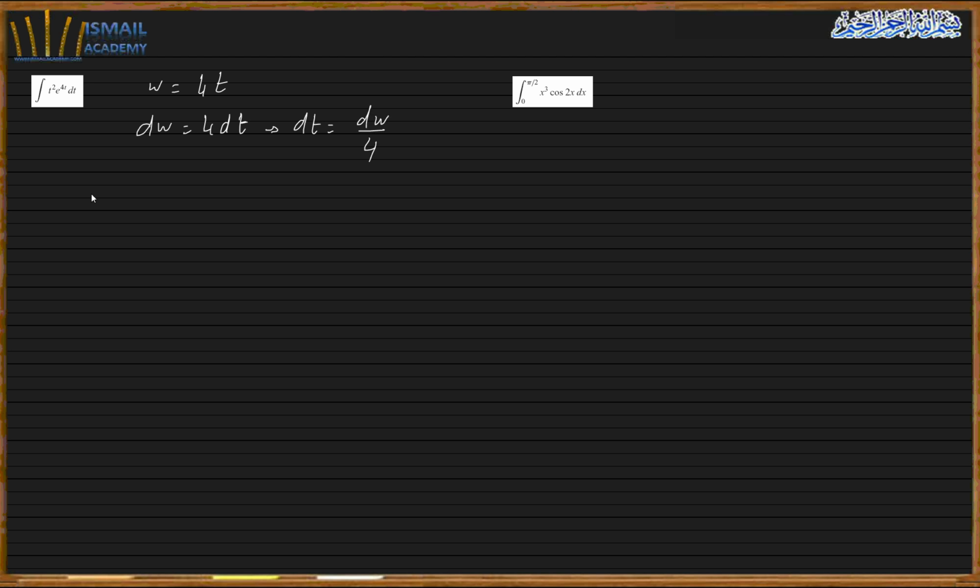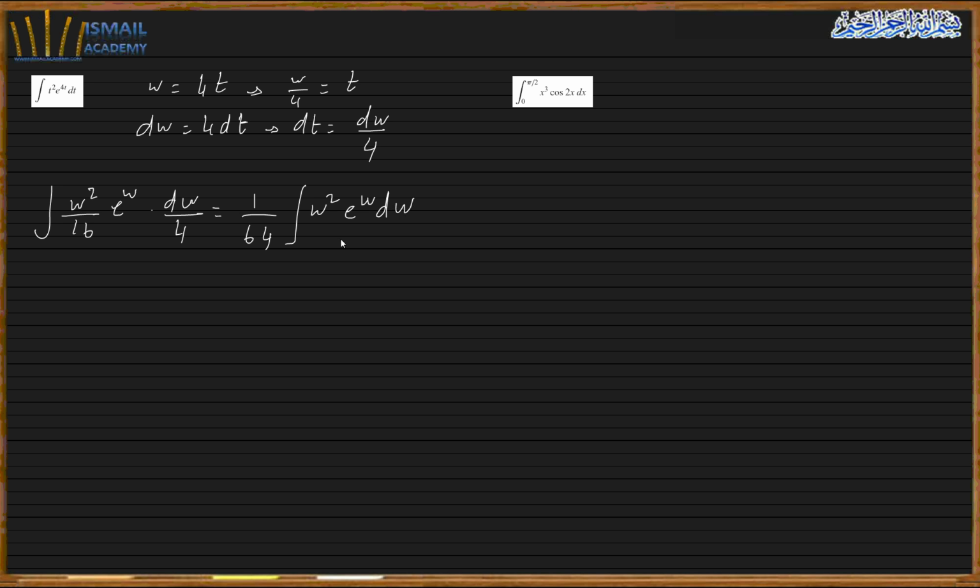So now I substitute here again. w over 4 is my t, so when I square it, it becomes w squared over 16, so it's going to be w squared over 16 e to the w, and here it's going to be dw over 4. So this is going to be 64, I can pull it out, so it's going to be 1 over 64, the integral of w squared e to the w dw.